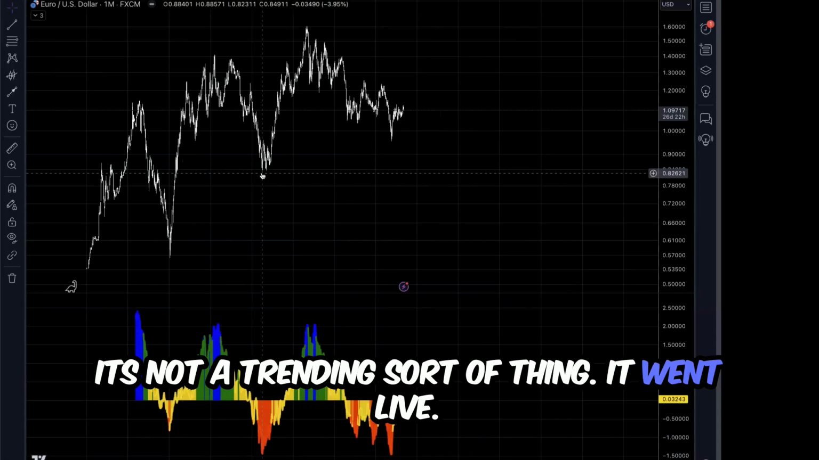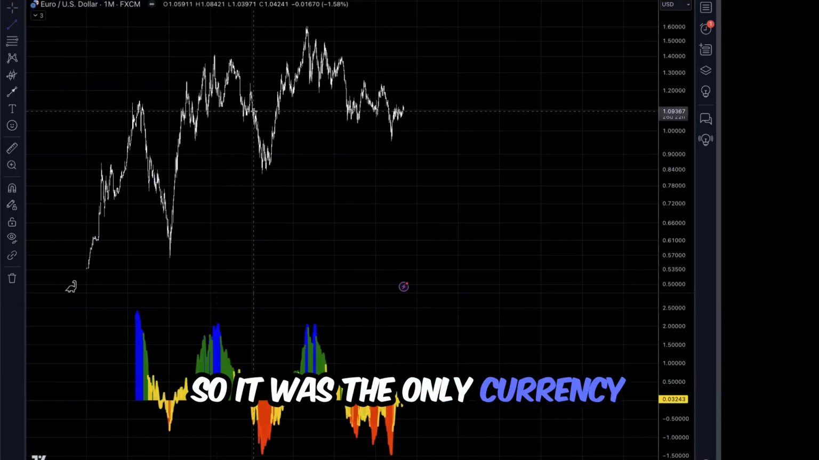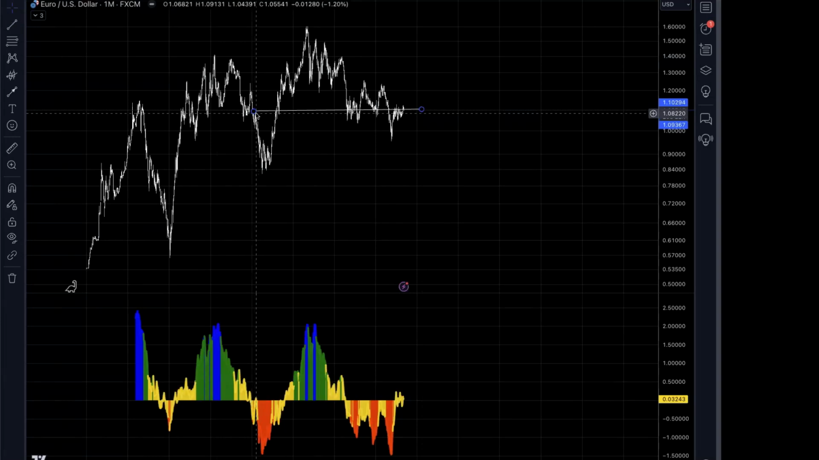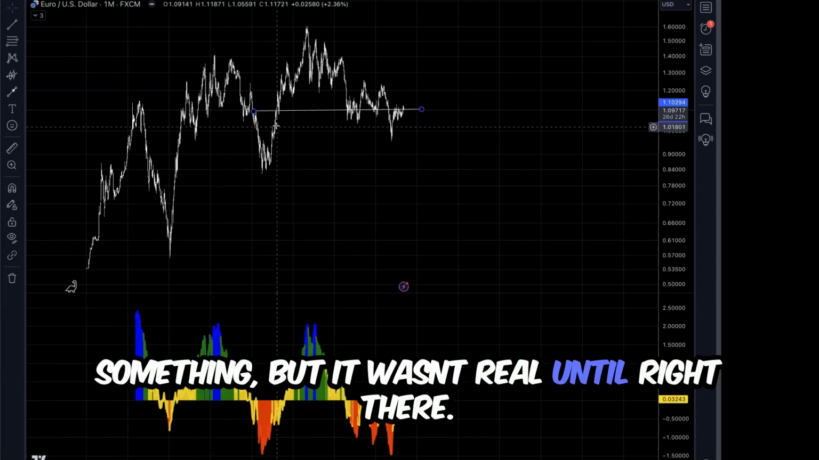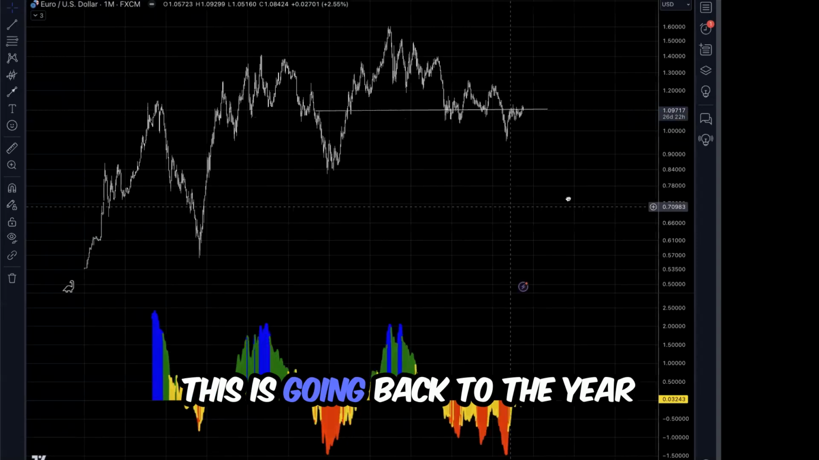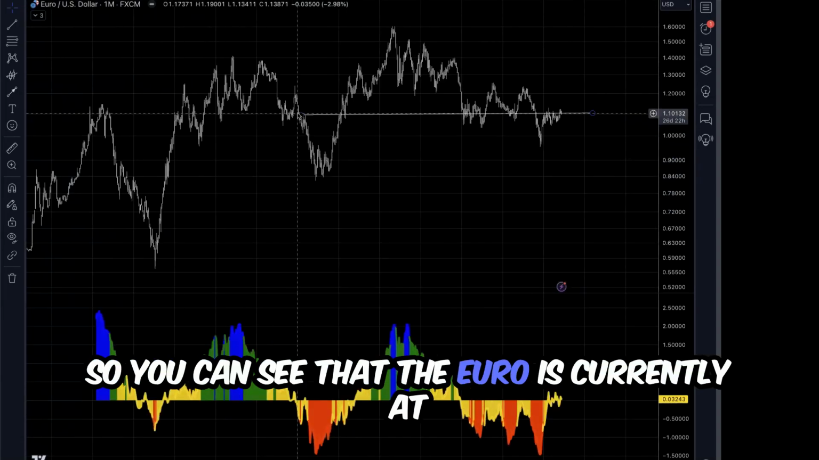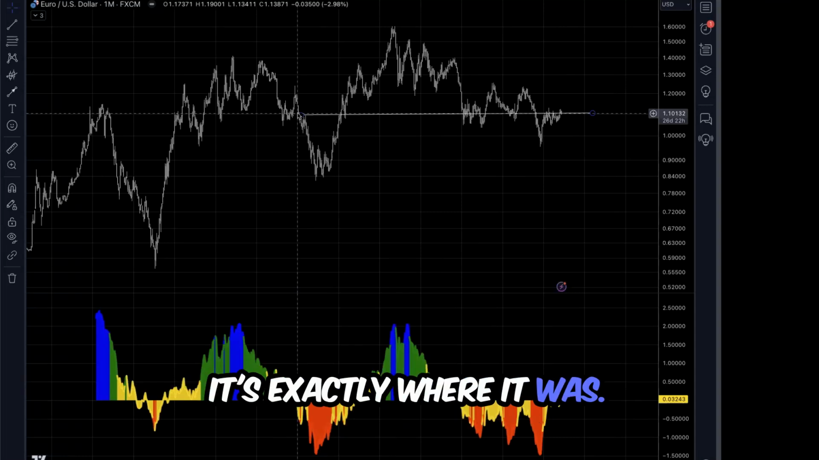It launched, it went live, it became a real asset right here. So it was the only currency in Europe right at that, basically right there. So it was still kind of part of something, but it wasn't real until right there. This is going back to the year 2000 when it started trading. So you can see that the euro is currently at exactly what it was when it started trading. It's exactly where it was.